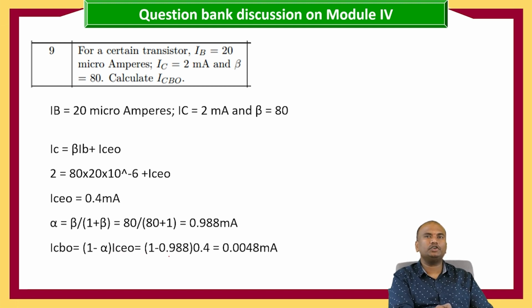Now ICB naught is equal to 1 minus alpha into ICE naught, that is equal to 1 minus 0.988 into 0.4, which is equal to 0.0048 milliamperes. This is the ICB naught value corresponding to the given transistor.